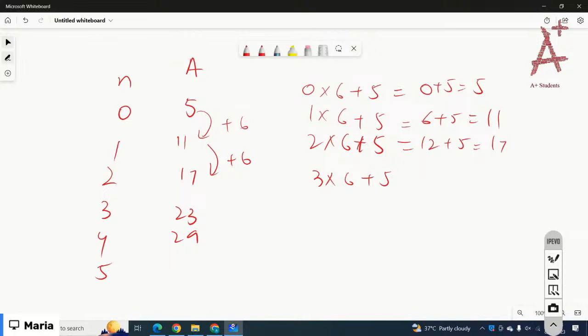That means it would be, when n is 0, you are going to multiply with 0. When n is 1, you're going to multiply with 1. That means it would be 6 times n plus 5. The mathematical expression is 6 times n plus 5, right?